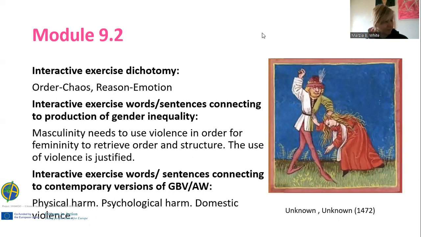And this unknown one, again, masculinity needs to use violence, and the use of violence is justified. So we have physical harm, psychological harm, domestic violence.